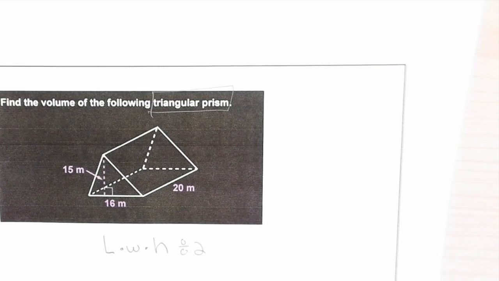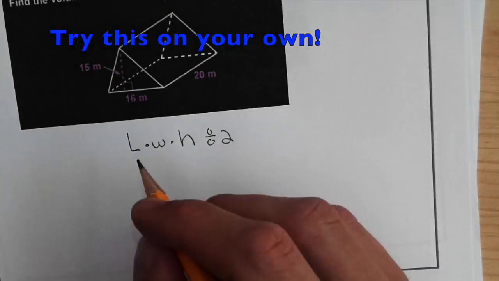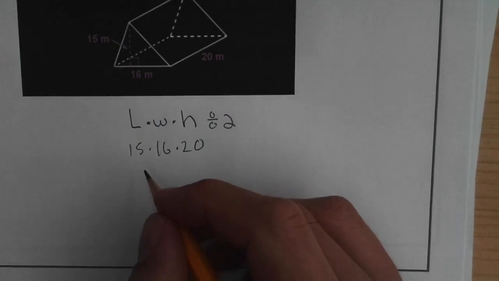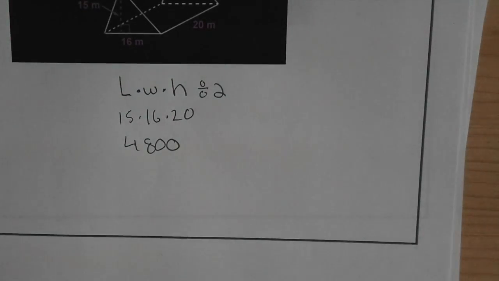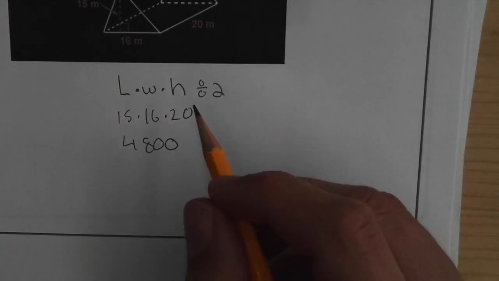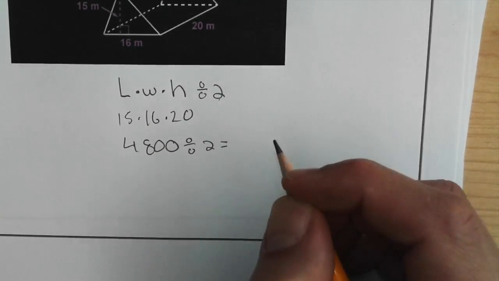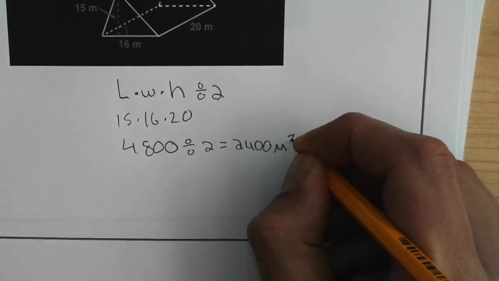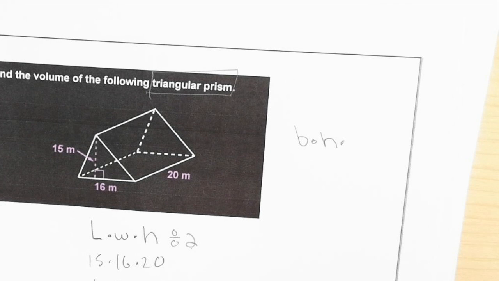So we'll do length times width times height. So we'll do 15 times 16 times 20. And 15 times 16 times 20 is 4,800. Now we'll divide it by 2. And that's going to get us 2,400 meters cubed. So that's one way.